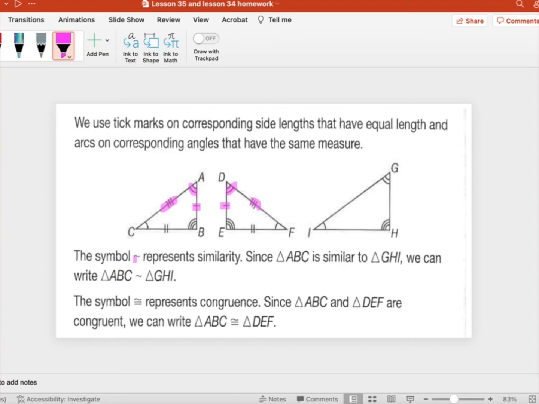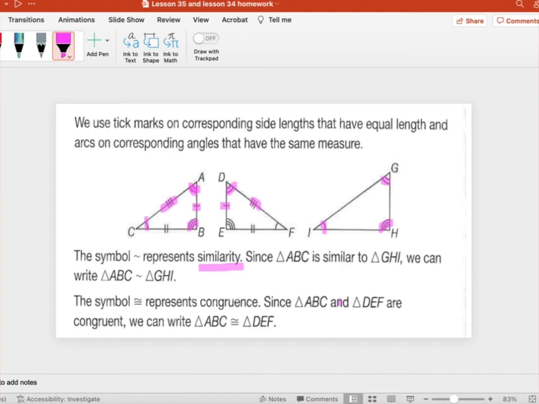The squiggly line symbol represents similarity, and since ABC is similar to GHI, they're saying these two are similar. They're not the same size, but you can see how this one has 3 little arcs, and this one has 3 little arcs, this one has 2 and this one has 2, and this one has 1 and this one has 1. So they are similar, they're just not the same size. This one over here is a little bit bigger than this one.